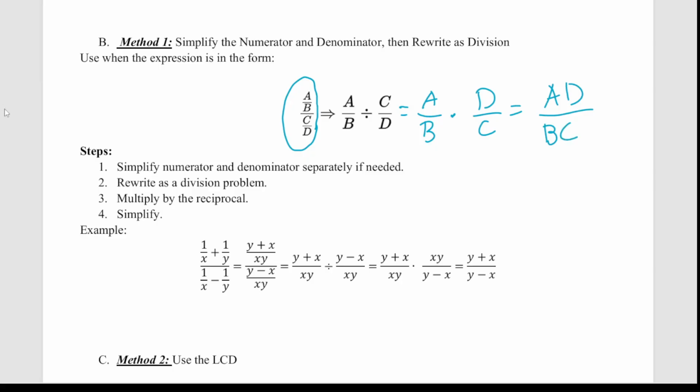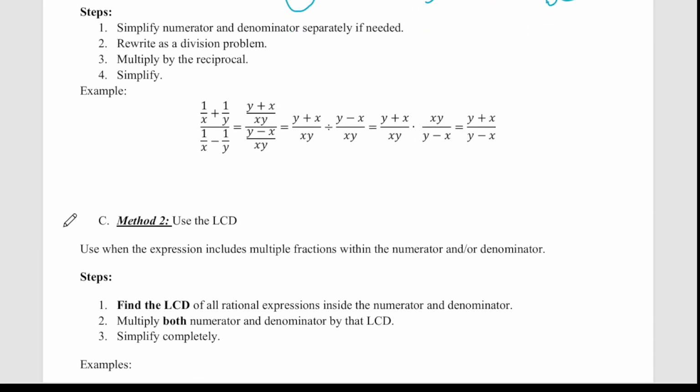Wonderful. So let's say you had it with something like 1 over x plus 1 over y, all over 1 over x minus 1 over y. Well, the first thing you would have to do is, within that numerator, 1 over x plus 1 over y, you would notice that the least common denominator is xy.